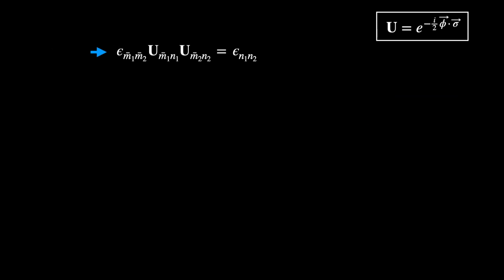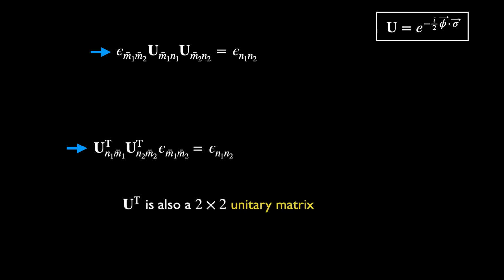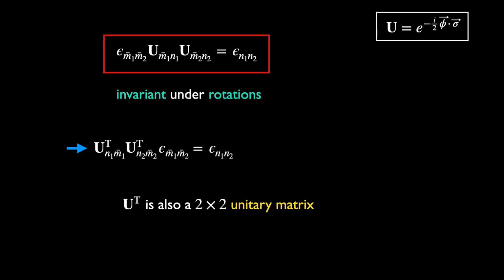We can write this equation like so, taking the transpose of U's. And since U transpose also belongs to SU(2), we can view this as the rotation of epsilon. And this says that epsilon is invariant under rotations. This is a very important result that will be used over and over again in this video.